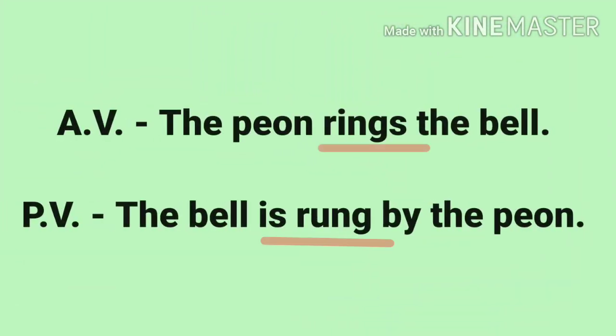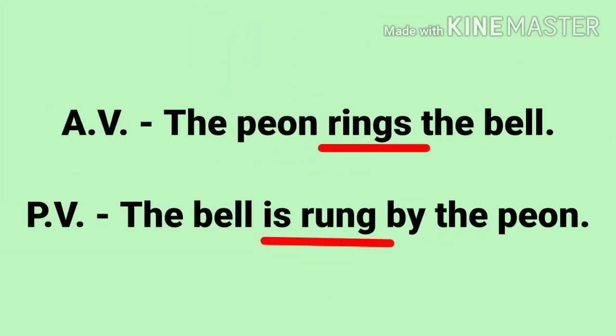Let's see one more example. In active voice, the peon rings the bell. In passive voice, it changes to the bell is rung by the peon. So the bell becomes the subject in the passive voice and the peon becomes the object in the passive voice, and the verb changes from rings to is rung. So the sentence is, the bell is rung by the peon.